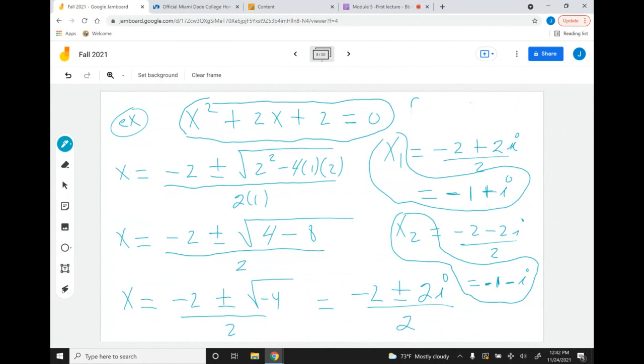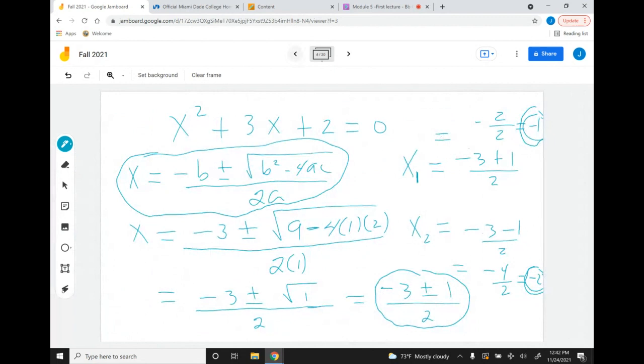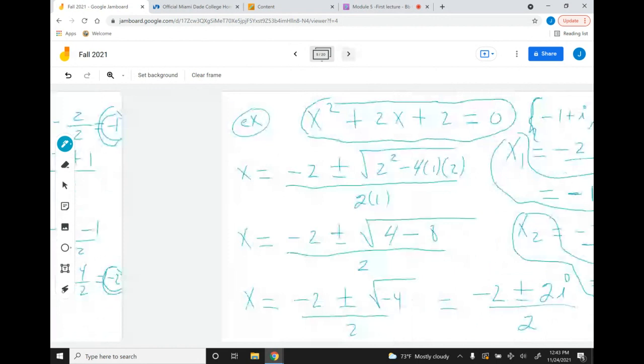Negative 1 plus i, comma, negative 1 minus i, close braces. And that's how Alex would want you to enter the answers, okay? This is going to take a lot of practice. One of the most important things that you have to do, of course, is to remember the formula. You have to practice it, you have to practice and practice.